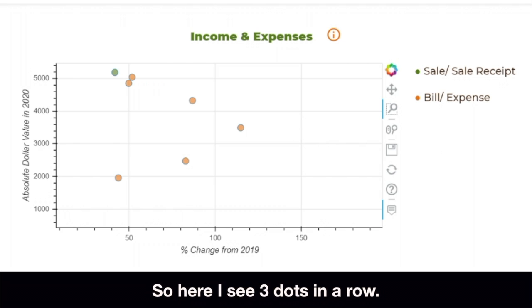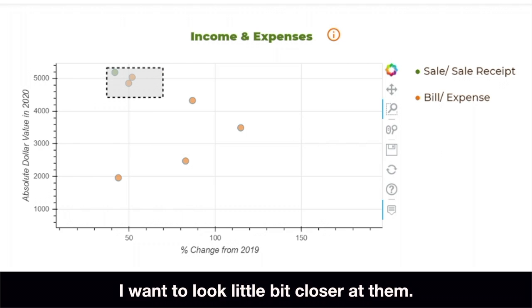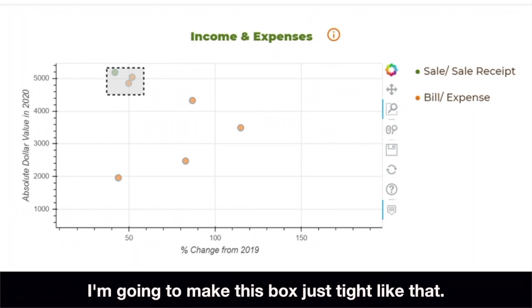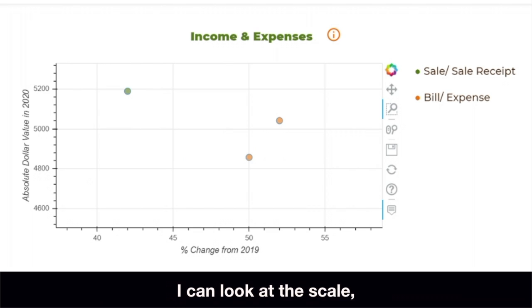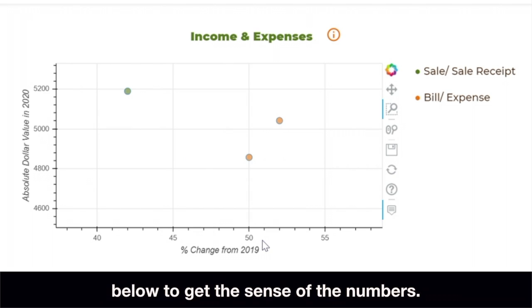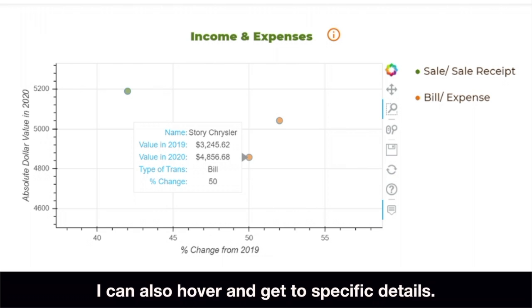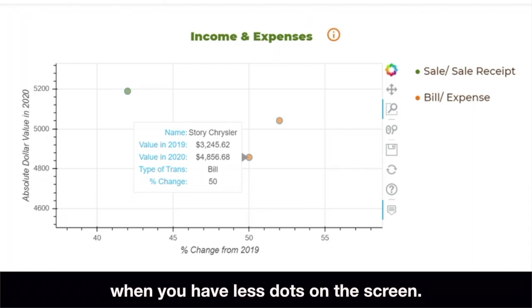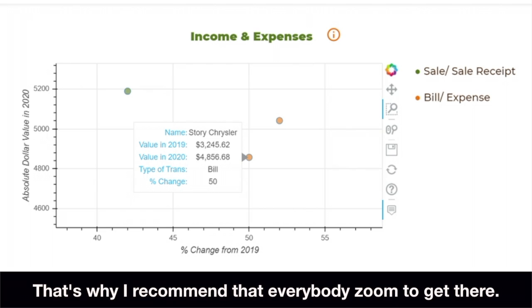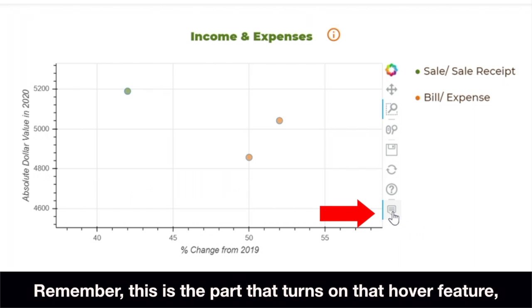So here I see 3 dots in a row. I want to look a little bit closer at them. I'm going to make this box just tight like that. Now I have all this information on these 3 dots. I can look at the scale below to get the sense of the numbers. I can also hover and get the specific details. It's easier to do the hover when you have fewer dots on the screen. So that's why I recommend that everybody zoom to get there. Remember, this is the part that turns on that hover feature.